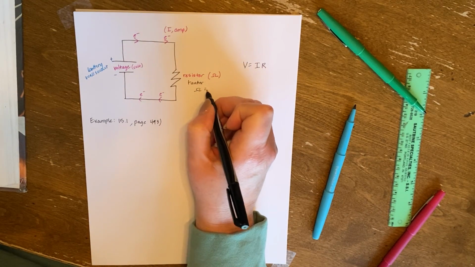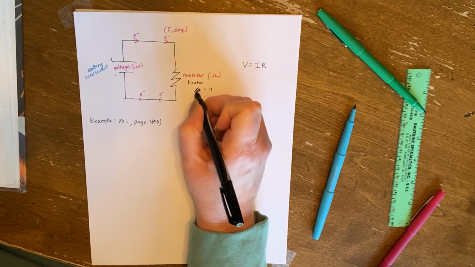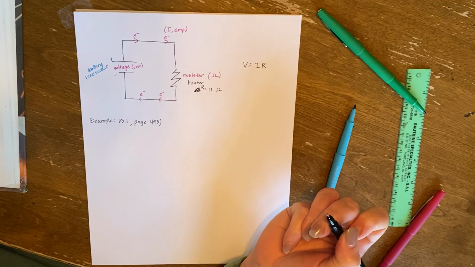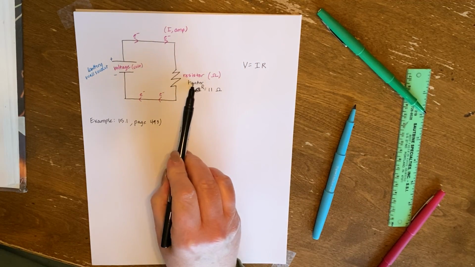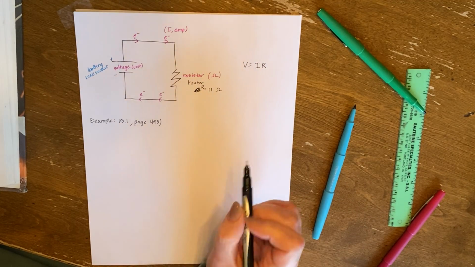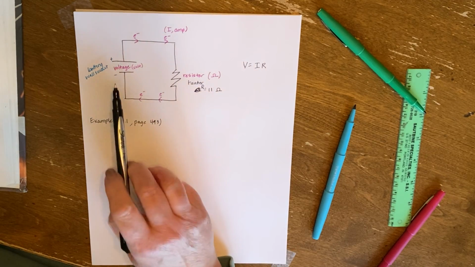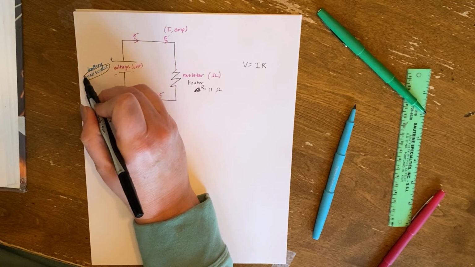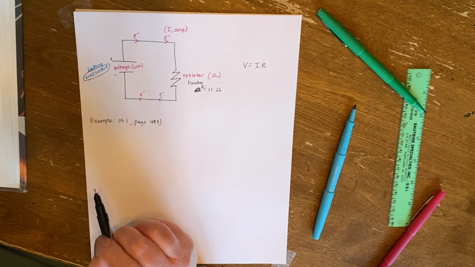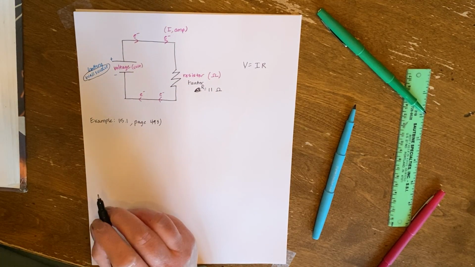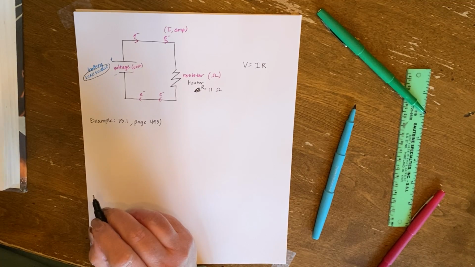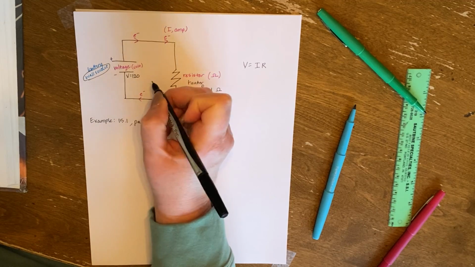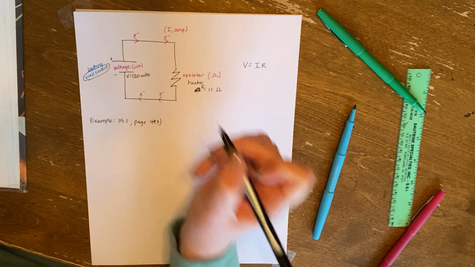Our resistance is 11 ohms. So our resistor is a space heater with a resistance of 11 ohms. When it's plugged into the wall socket, so over here, in this case, we're using a wall socket, not a battery, the heater is exposed to an equivalent of 120 volt potential difference. So our voltage equals 120 volts.